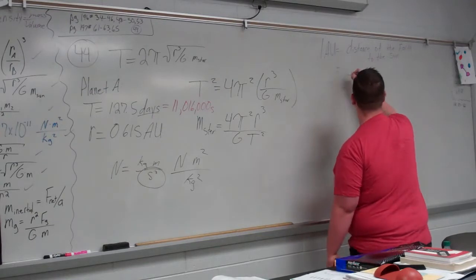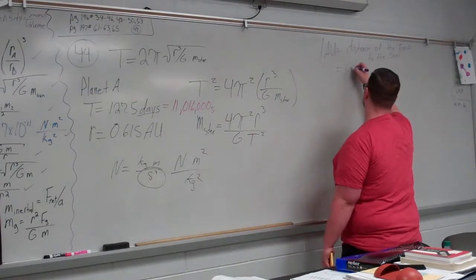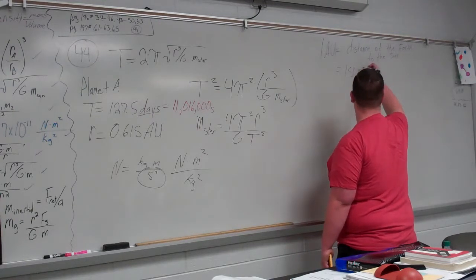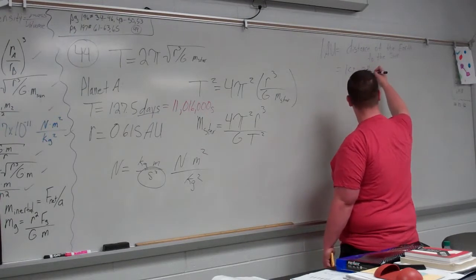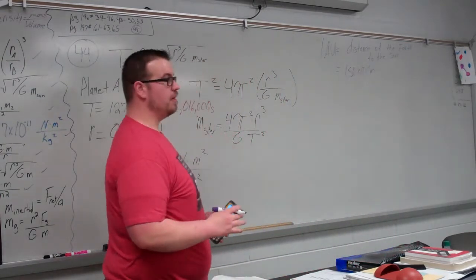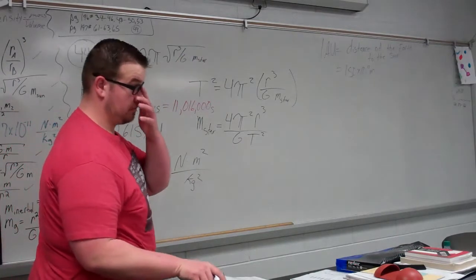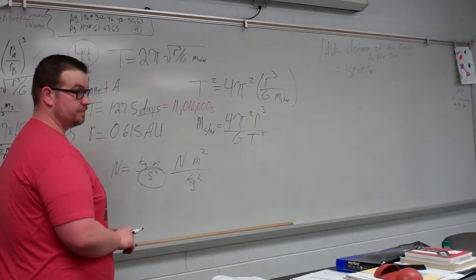Which is equal to 1.50 times 10 to the 11th meters. That's coming off Table 1 out of your book, also coming off of that I put over on the board for you all. All right.